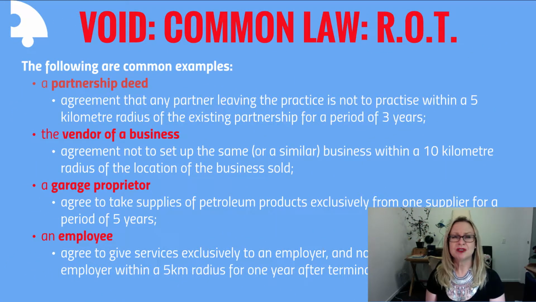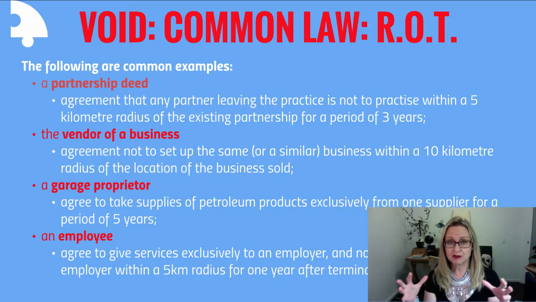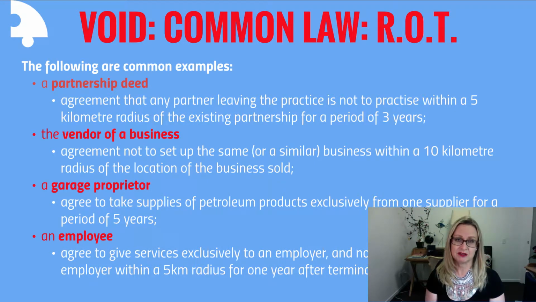So what are restraints of trade, ROTs? Well, we know that they involve some kind of shackle over a person's ability to freely engage in trade. These are the more common examples. Partnership deed. If you become a partner in a law firm, you'll be asked to sign one of these. You usually have a provision in there that acknowledges that any partner leaving the practice must not practice within so many kilometre radius of the existing partnership for a period of, insert period here, sometimes 3 years, which is usually the standard practice.